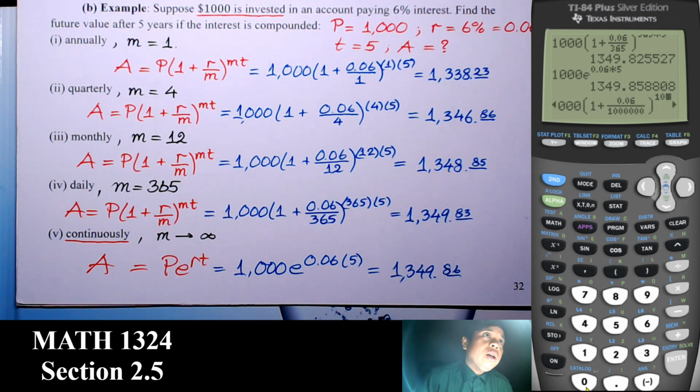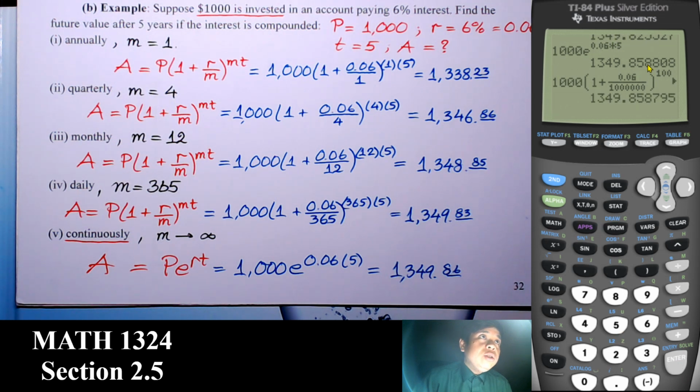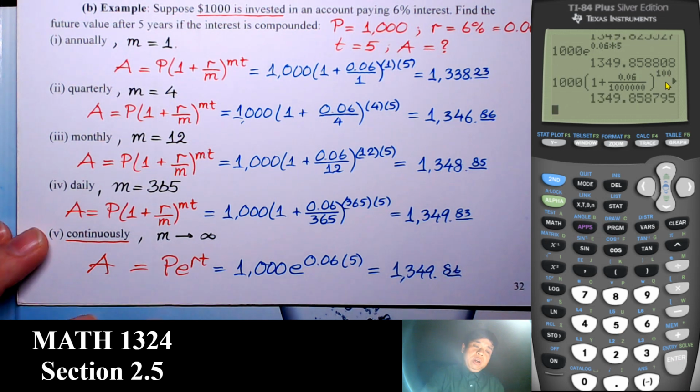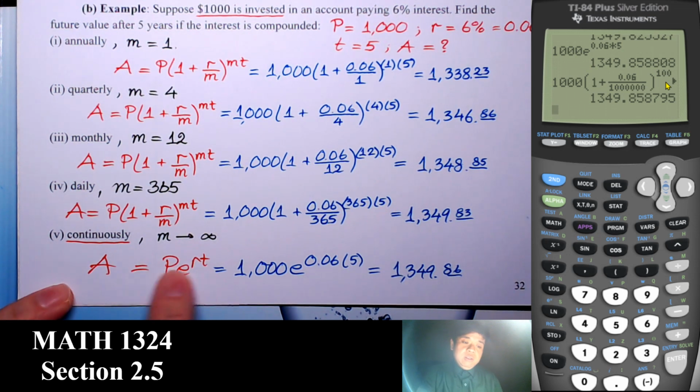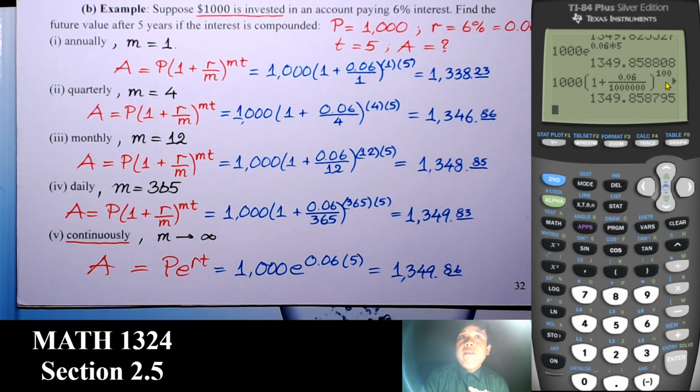It will be raised to 1, 2, 3, 4, 5, 6 times 5. And you see, it gets very close to this. So when m goes to infinity, we have a different formula, continuously compounded interest, and that's what we have.